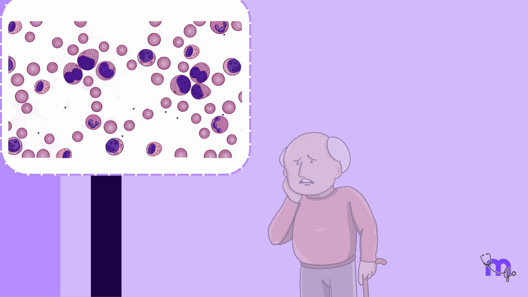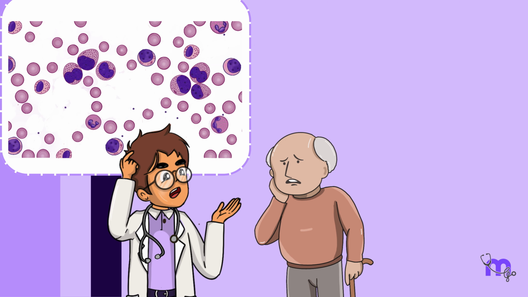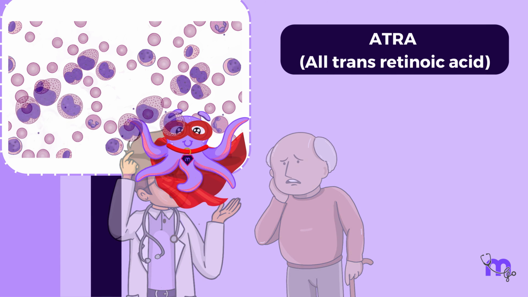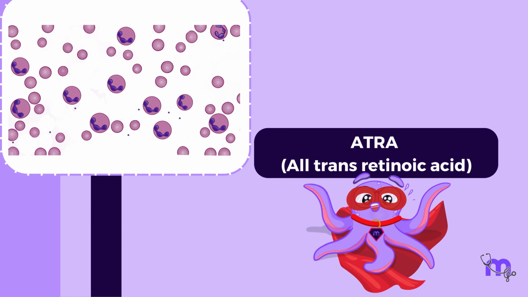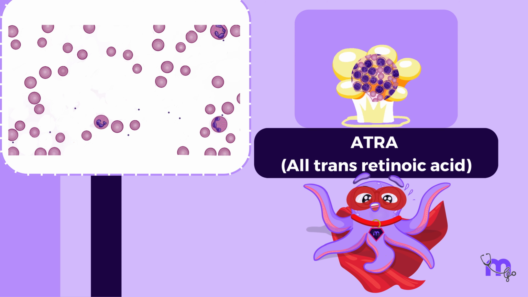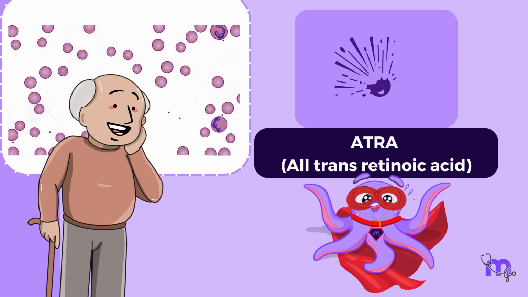Although a nightmare both for the patient and clinician, the silver lining is that this mutation can be specifically targeted by a drug called ATRA, all-trans-retinoic acid. It pushes the promyelocytes to mature into neutrophils. Once these neutrophils have completed their lifespan, they die. Hence, ATRA treatment rapidly takes out the neoplastic blasts, saving the patient's life.